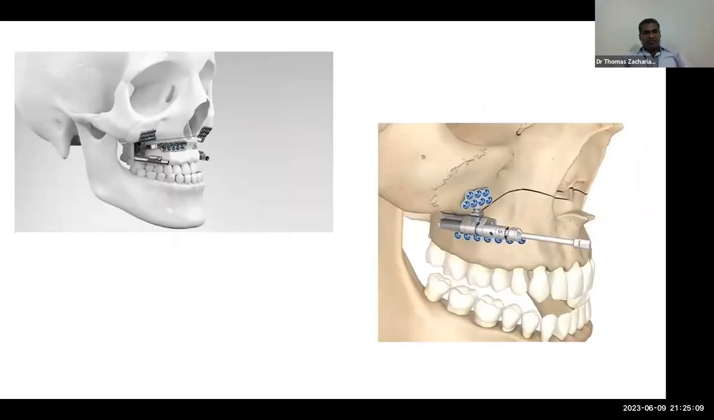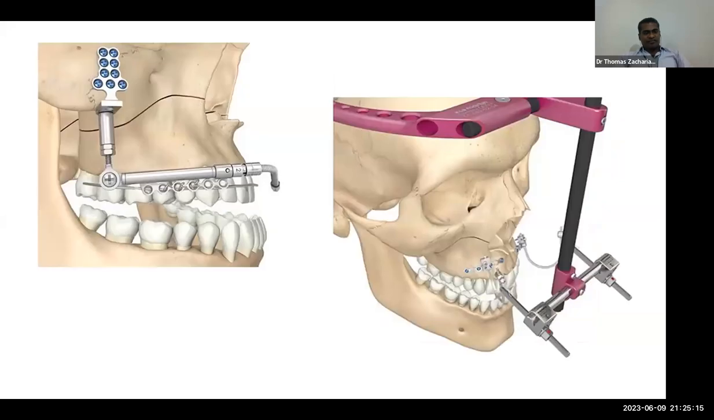Now coming to midface distraction, these are again internal distractors for the midface where a LeFort osteotomy is done. Here is an example of a biplanar distraction for the midface, not commonly done, where you can adjust the vector. You can see in the first picture, one end is fixed to the zygoma, whereas the second end is fixed to the teeth. And you can see a screw where you can adjust the angle of the screw and adjust the vector. So this is an internal biplanar maxillary distractor.